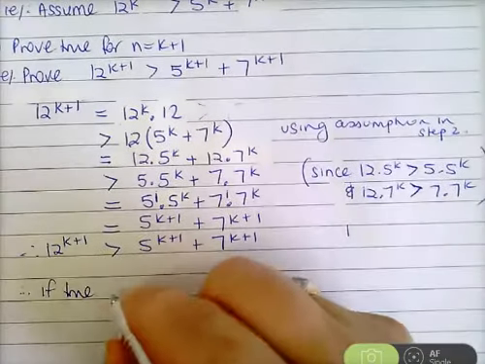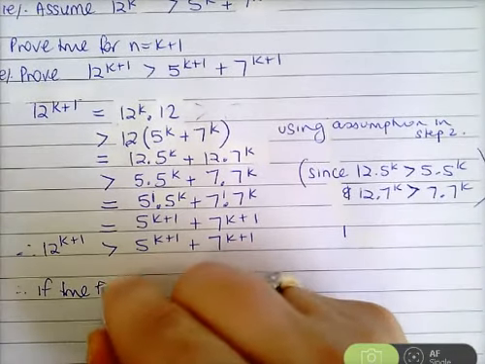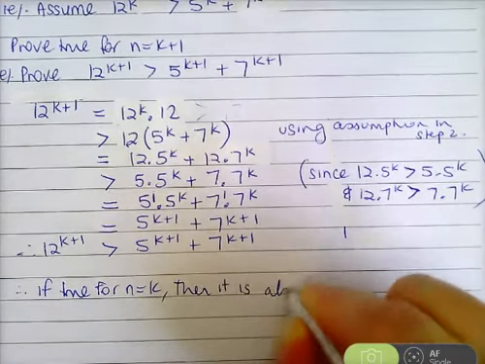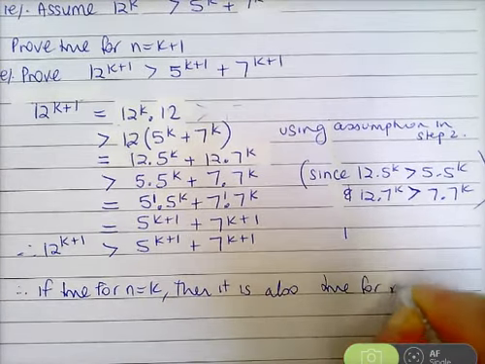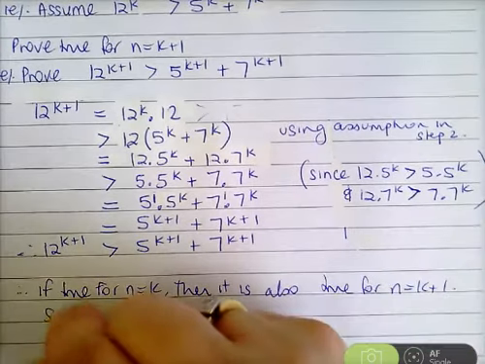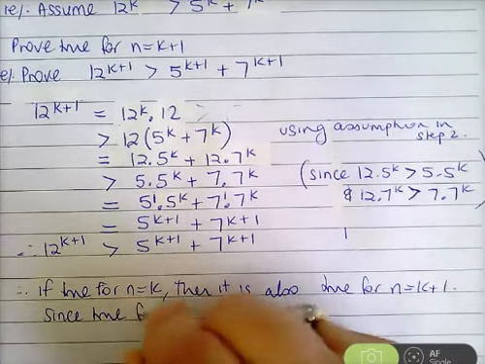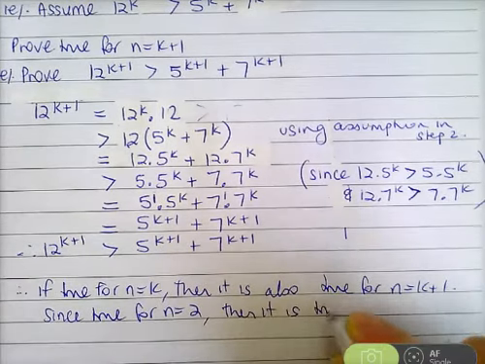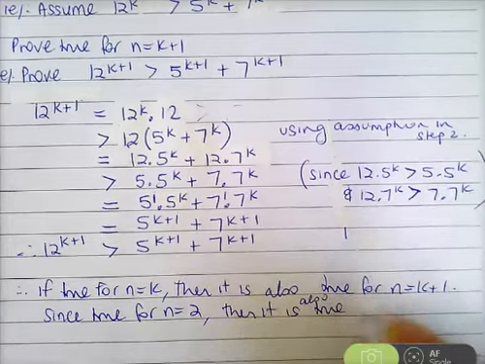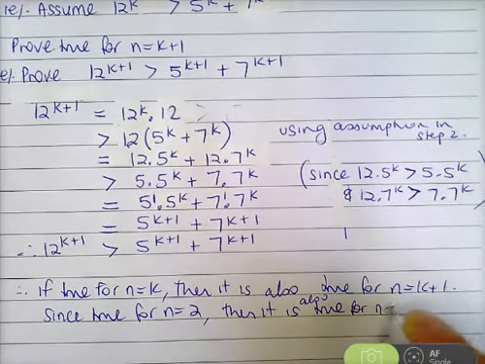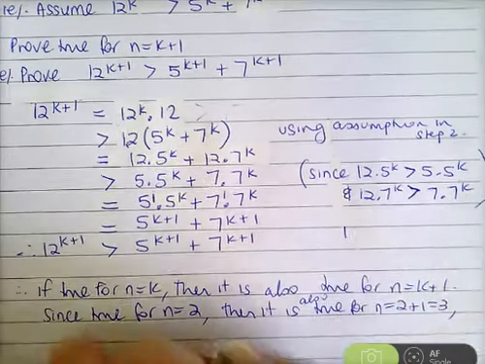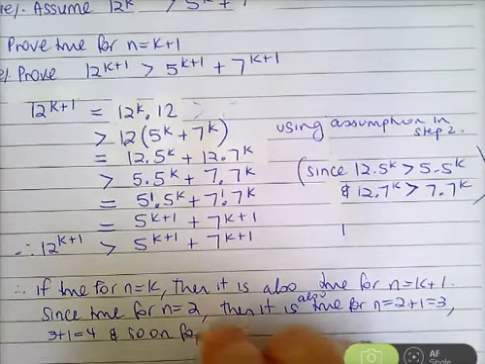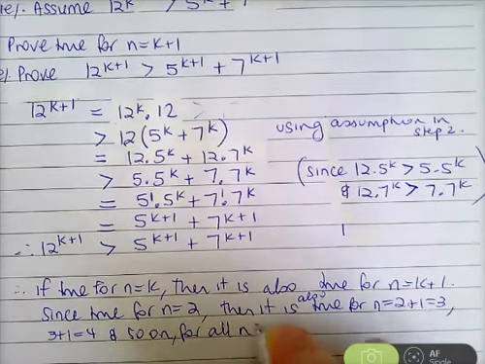All right, so therefore, remember your first part of your conclusion deals with steps 2 and 3. If it's true for n equals k, then it is also true for n equals k plus 1. Since it is true for n equals 2, then it is also true for n equals 2 plus 1, which is 3, 3 plus 1, which equals 4, and so on for all n greater than or equal to 2.